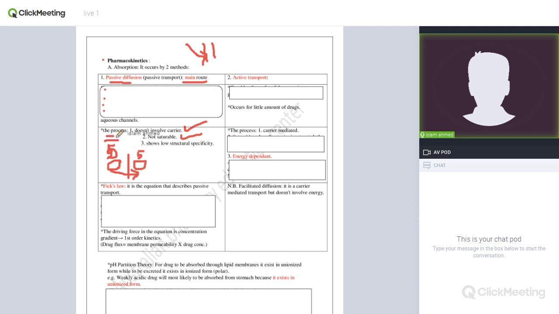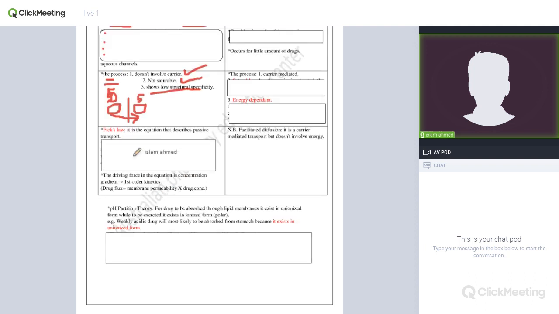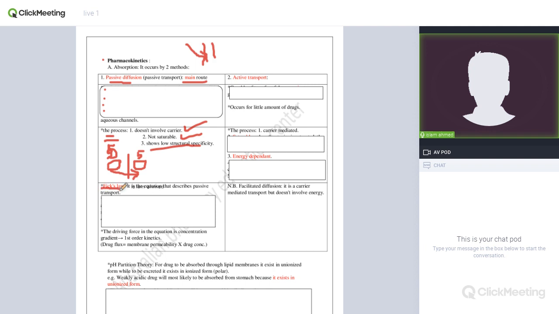So the characteristics of passive diffusion: it does not involve carriers, there is no saturation, and we will know more about saturation in the active transport, and it has low structural specificity, meaning there is no specific structure that follows that rule. It's major for all medications, so there is no specific structure that follows passive diffusion. Now, this process follows Fick's law.